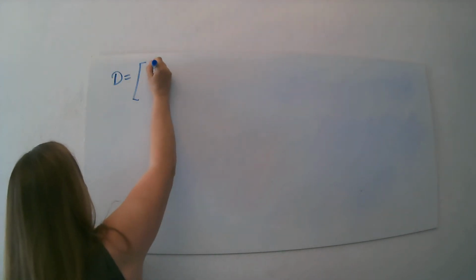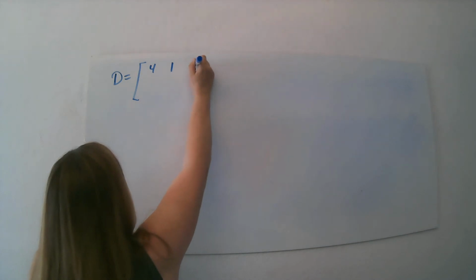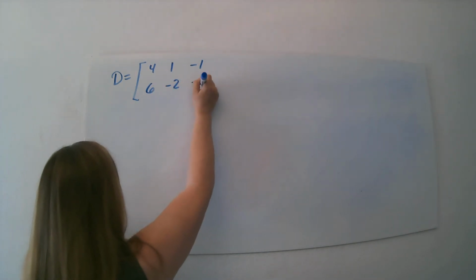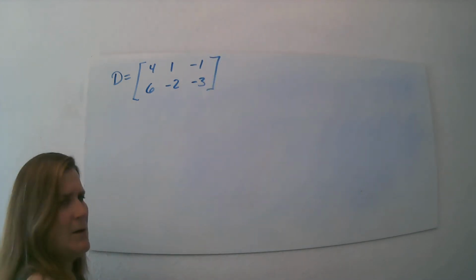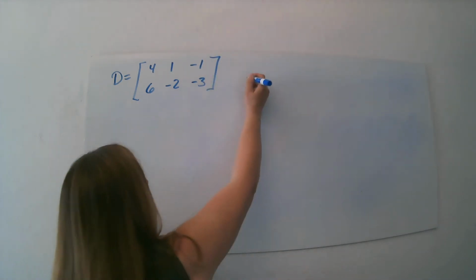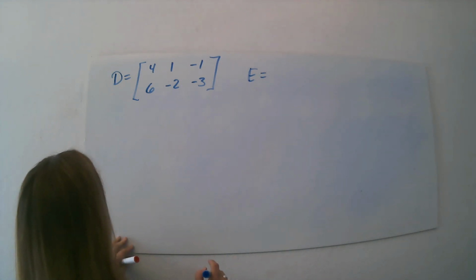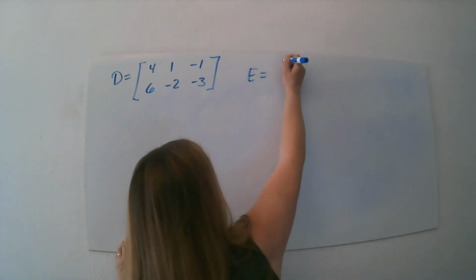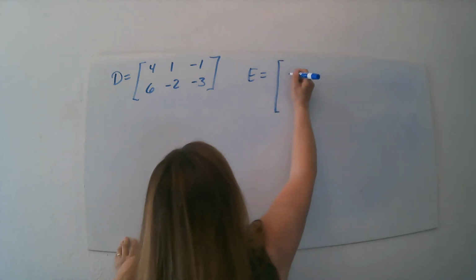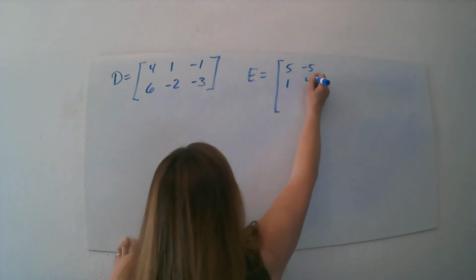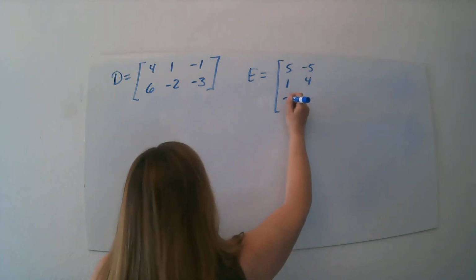So let's have a 2 by 3 matrix. We'll call it D. It will be 4, 1, -1, 6, negative 2, negative 3. That will be matrix D. We'll make a matrix E, that was a 2 by 3, this is going to be a 3 by 2: 5, negative 5, 1, 4, 3, 10.